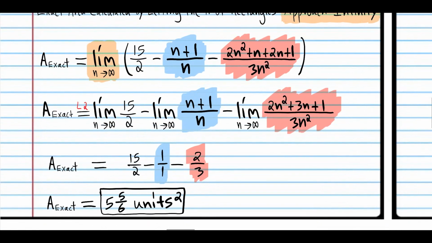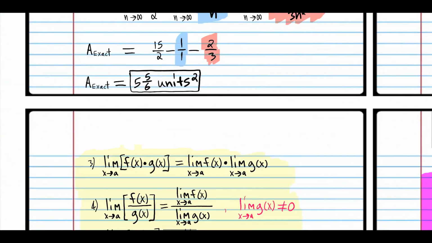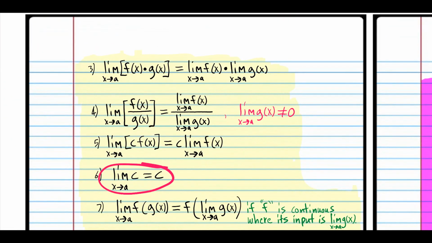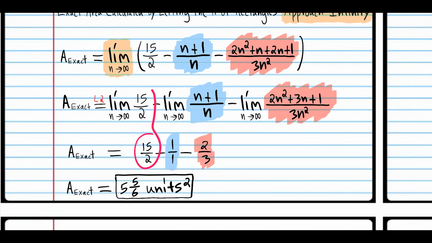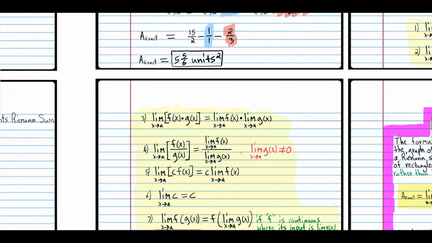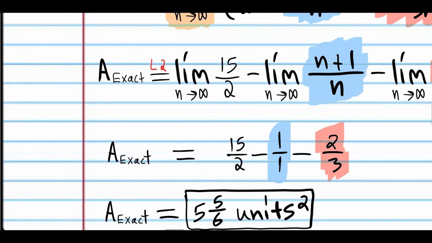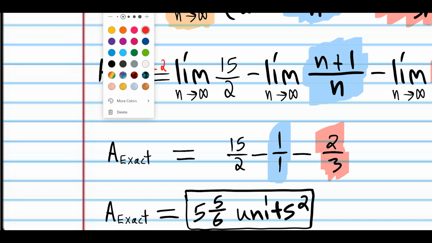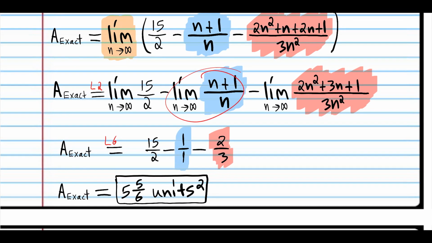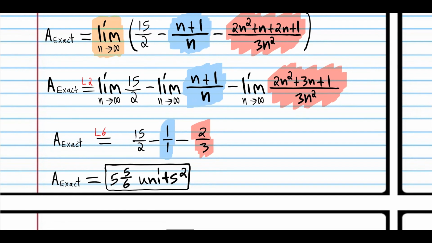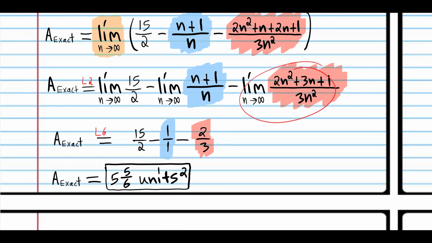But we have our limit of a constant rule. See that here? If you're finding the limit of a constant, it just equals the constant. So that's limit law number 6, and I forgot to write that. So we'll write L6. And over here, that's just a basic limit at infinity. We got those numbers, and then here's another limit at infinity.